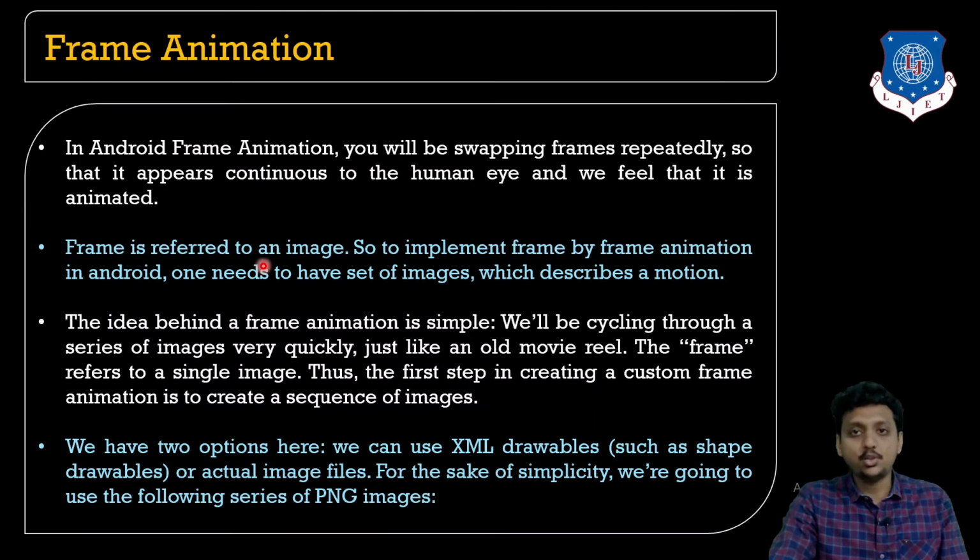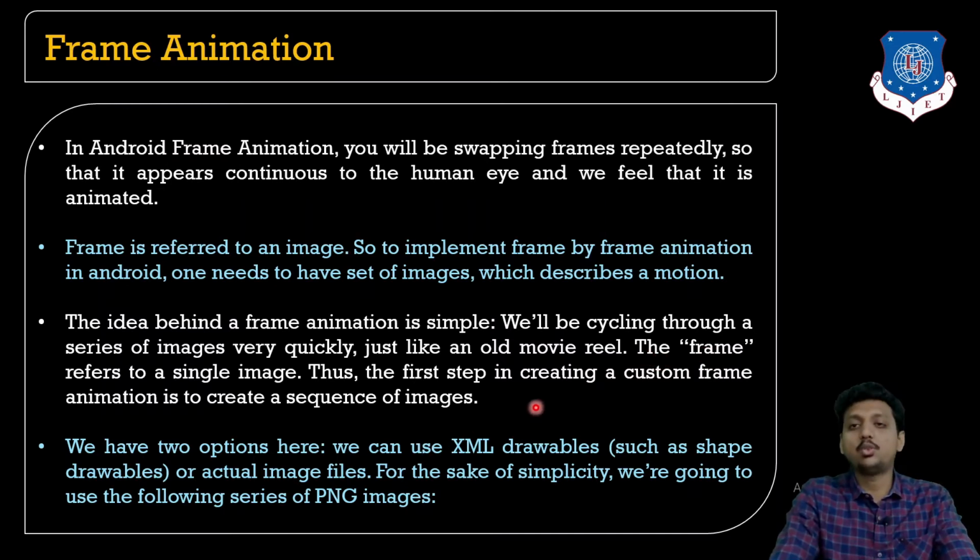A frame is referred to as an image, so to implement frame by frame animation, Android needs a set of images. See, here we want a set of images, which describes a motion. The idea behind frame animation is that we cycle through a series of images very quickly, so that we can feel it as a movie, or I can say a movie reel.